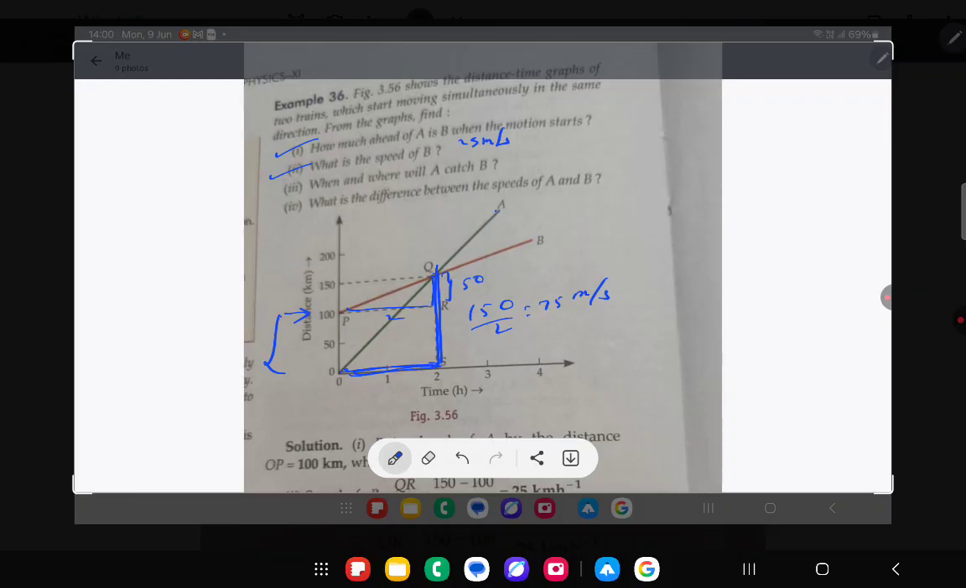So when and where do the car A and B meet? You know they both are meeting at this distance. When means 2 seconds, where means at 150 meters. So that answers the third question. What is the difference between the speed of A and B? Just subtract 25 from 75. So 50 meter per second will be the difference in speeds. So that answers all these questions. Okay, so let's go to the next one.